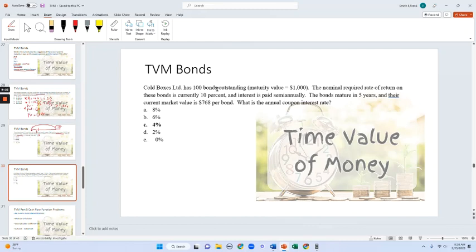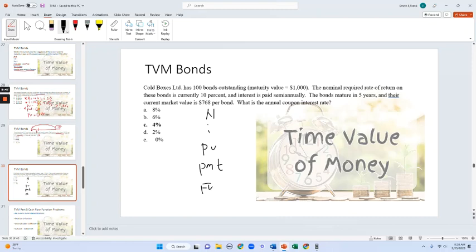So Cold Boxes Limited has 100 bonds outstanding and a maturity value of $1,000. The nominal or market required rate of return on these bonds is currently 10%, and interest is paid semi-annually. So let's start to set up the problem. Let's just do it like this. That'll be interesting. So N, I, PV, payment, and future value. I do this every single time.